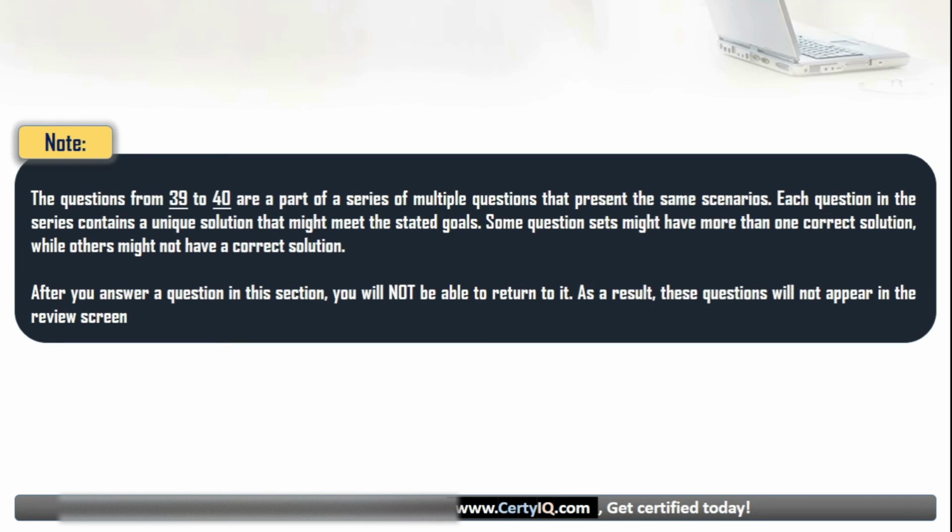Note, the questions from 39 to 40 are a part of a series of multiple questions that present the same scenario. Each question in the series contains a unique solution that might meet the stated goals. Some question sets might have more than one correct answer, while others might not have a correct answer. After you answer a question in this section, you will not be able to return to it. As a result, these questions will not appear in the review screen.